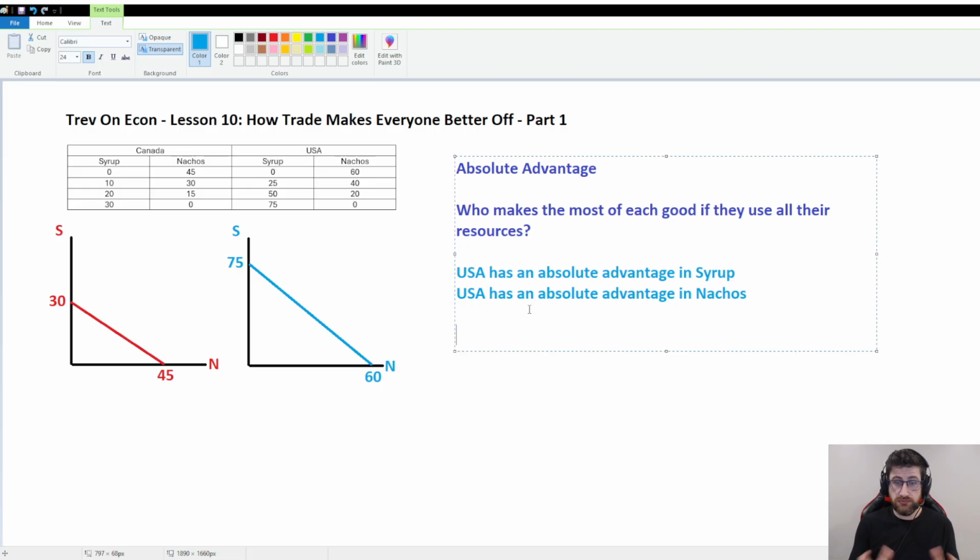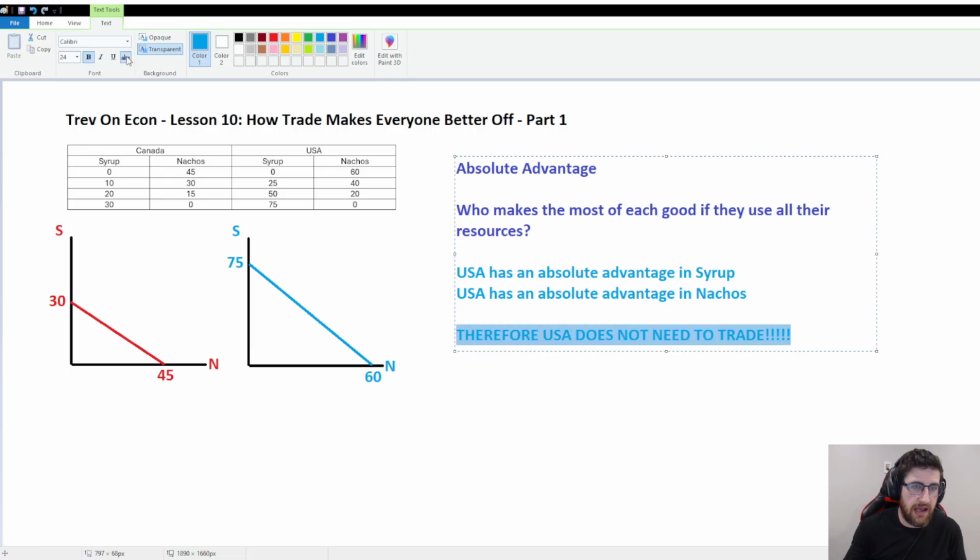A lot of people conclude, and I wouldn't write this down if you're taking notes, that therefore USA does not need to trade. Basically, they're doing so good. Look, they make more of everything. You can hopefully tell by my extreme sarcasm, this is not true. We do not use this. So let's talk about absolute advantage. First things first, let's take the cross out because now these words are important.